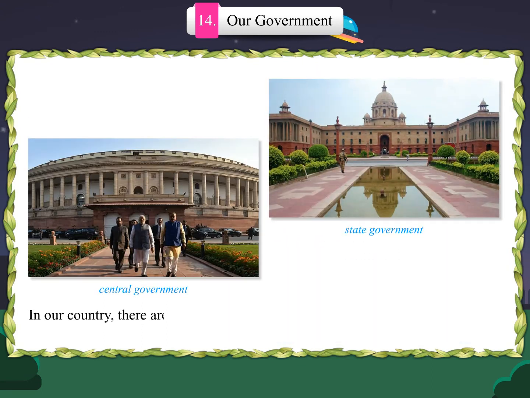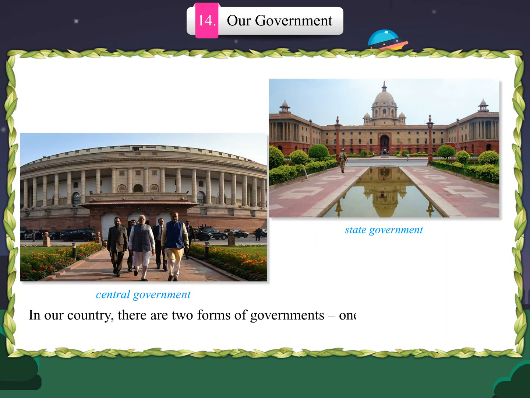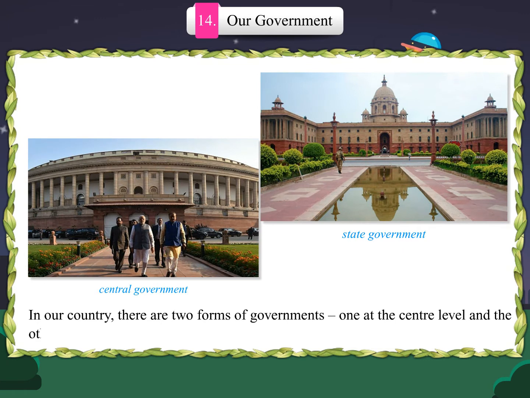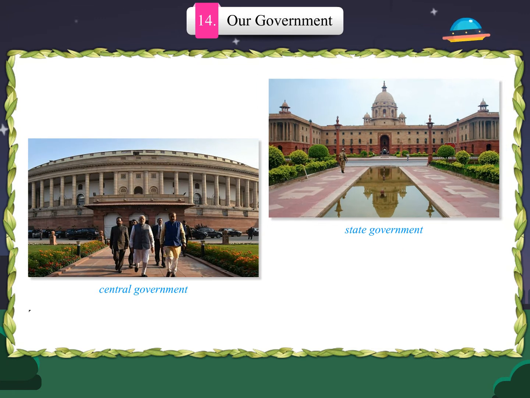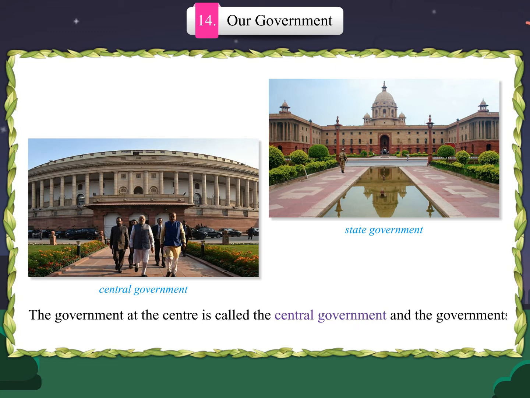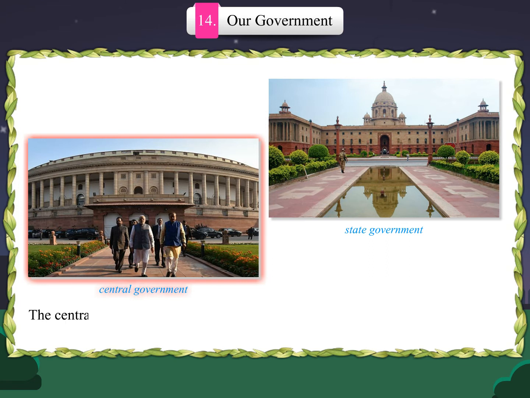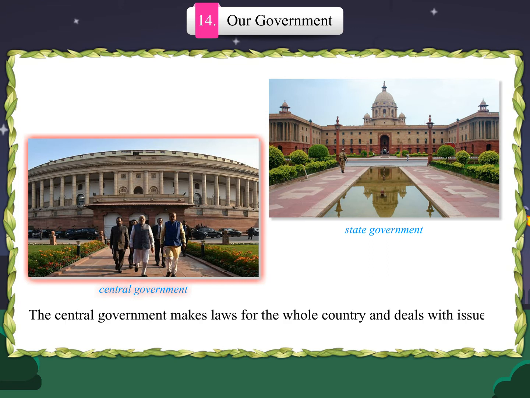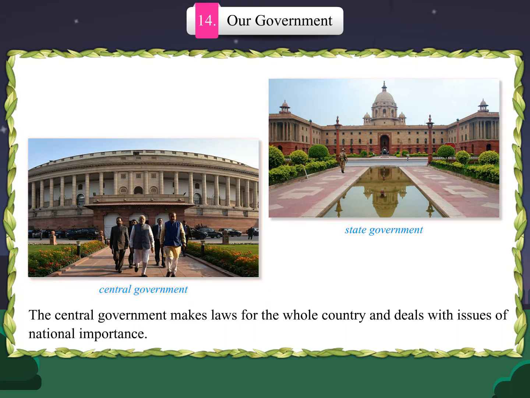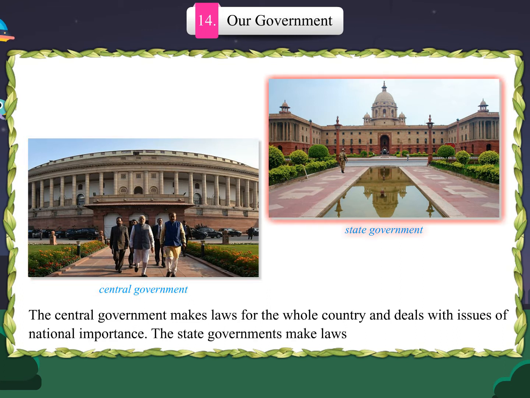In our country, there are two forms of governments, one at the center level and the other at the state level. The government at the center is called the central government, and the governments at the states are called the state governments. The central government makes laws for the whole country and deals with the issues of national importance. The state governments make laws for their respective states.